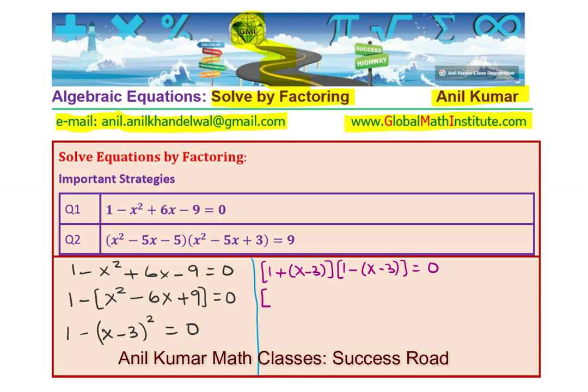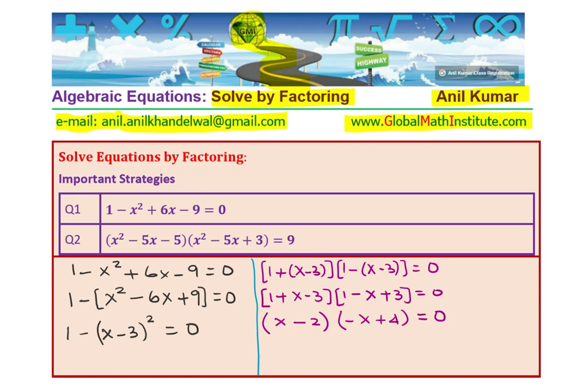So you can see we can now simplify these factors. Open the bracket. We get 1 plus x minus 3, 1 minus x plus 3, correct? Equals 0. Now, combining 1 and minus 3, I could write this as x minus 2, right? And here I have minus x, and 1 plus 3 is 4, equals 0. Now you can easily get the solution, perfect? So that means if x minus 2 equals 0, then we have x equals 2 as one of the solutions. And if minus x plus 4 equals 0, then x equals 4 as the other solution.